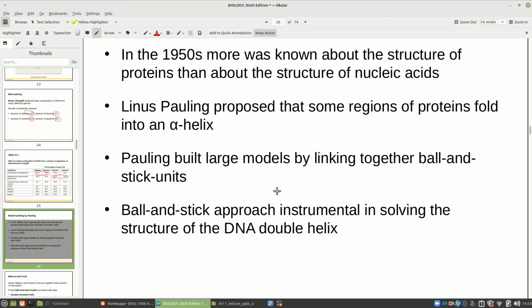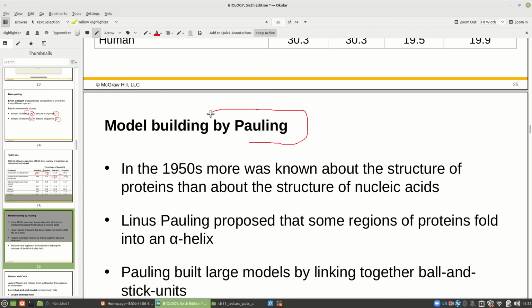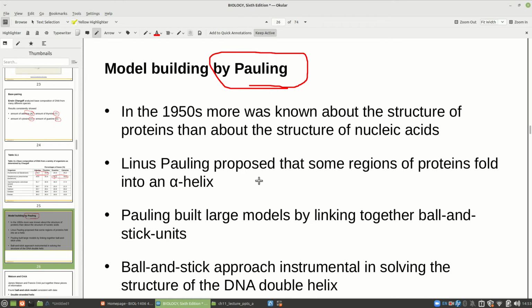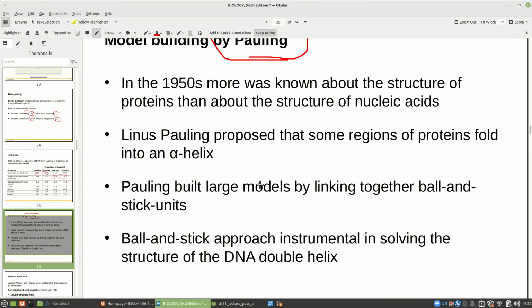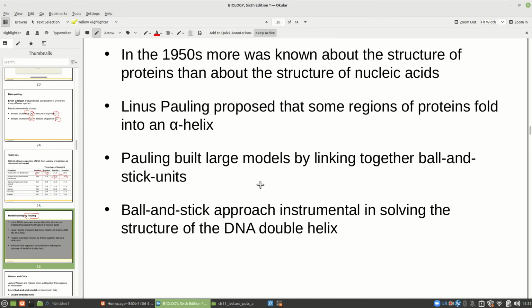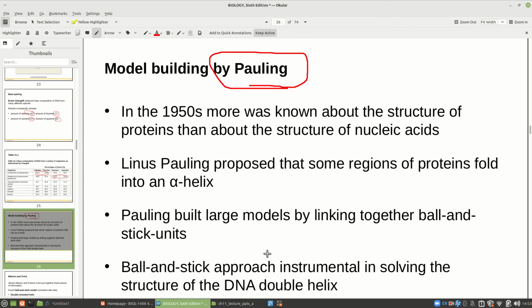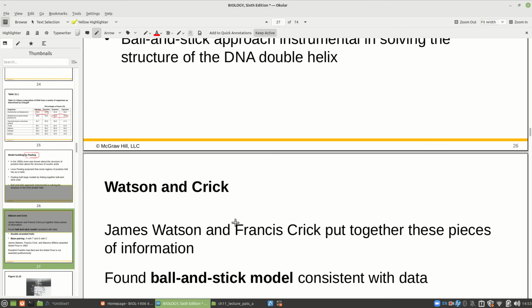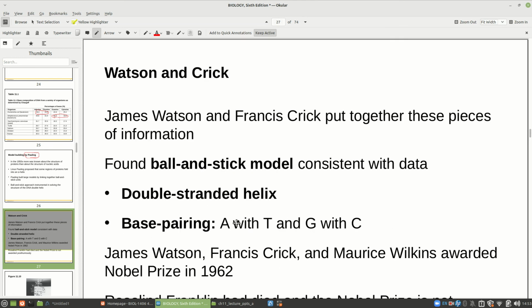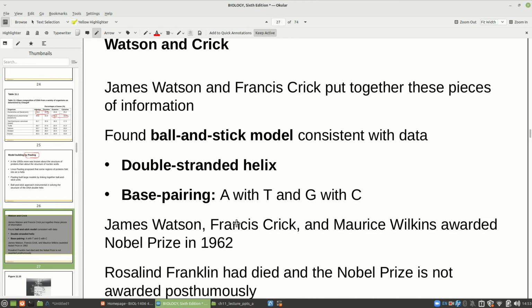Know who Linus Pauling was? Linus Pauling was really amazing. He did lots of things in biology and chemistry. He had multiple Nobel Prizes, I believe. But you should know what he did. And Watson and Crick are the ones who are attributed with discovering that indeed the DNA has this double helix structure.